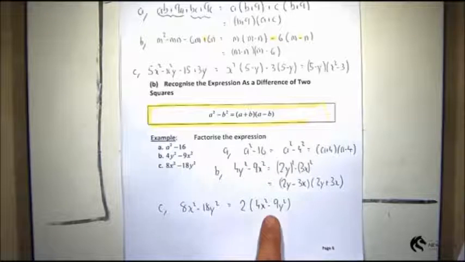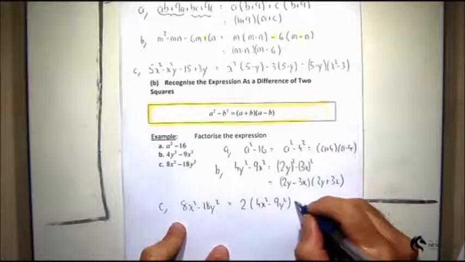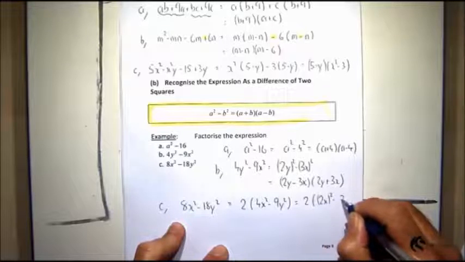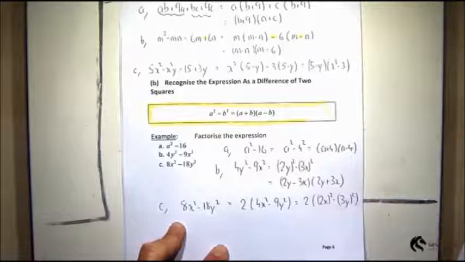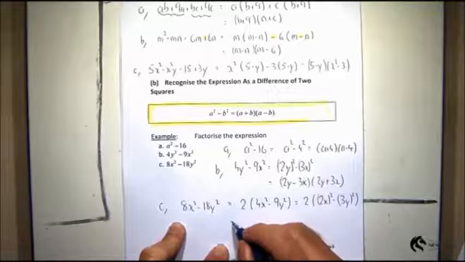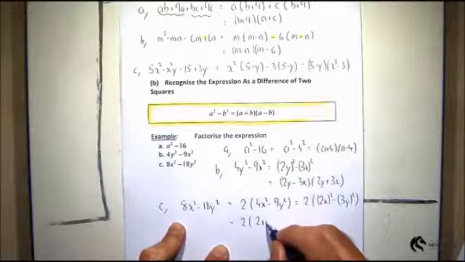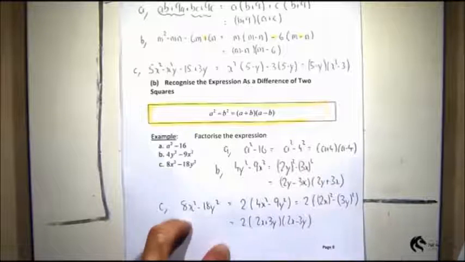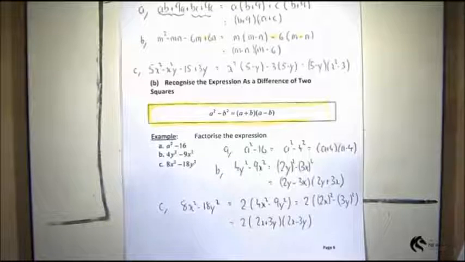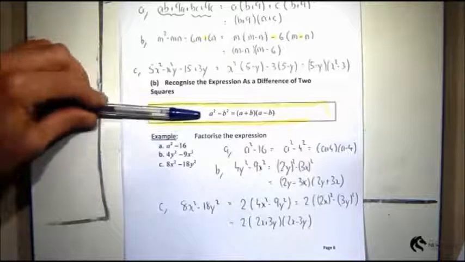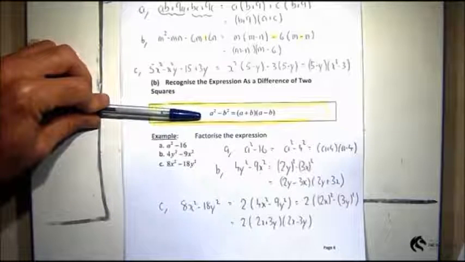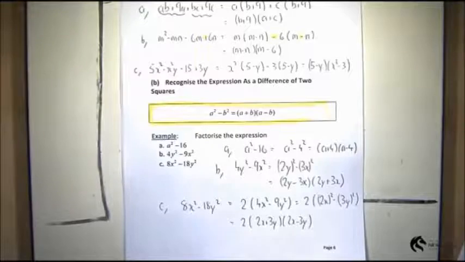Now this looks nicely like a difference of two squares, because this is 2 times 2x all squared minus 3y all squared. So that now becomes 2 lots of 2x plus 3y, 2x minus 3y. So in each case, I just made use of this. So recognising a difference of two squares becomes a factorisation technique for us.